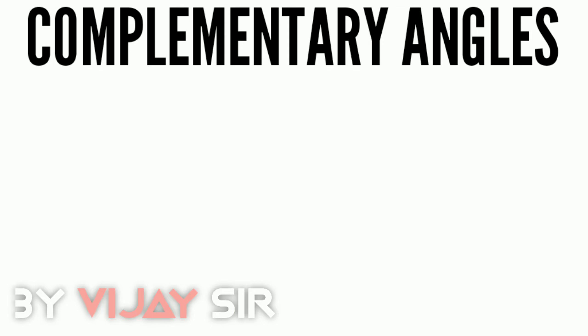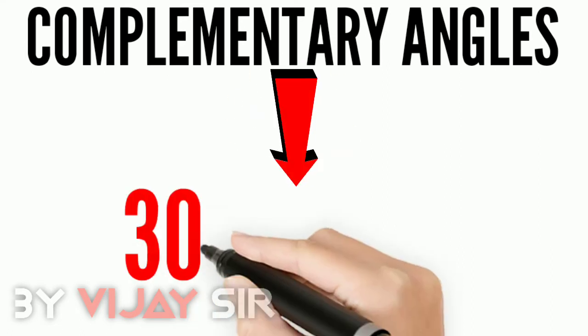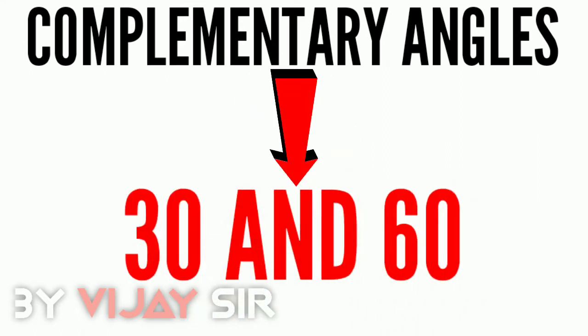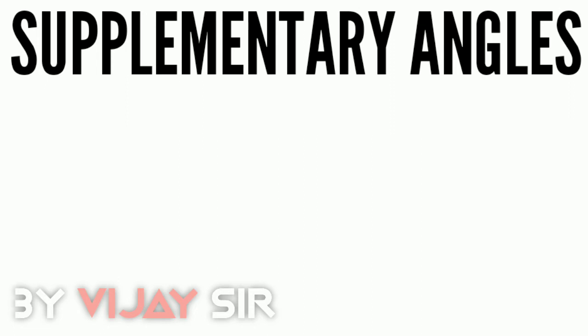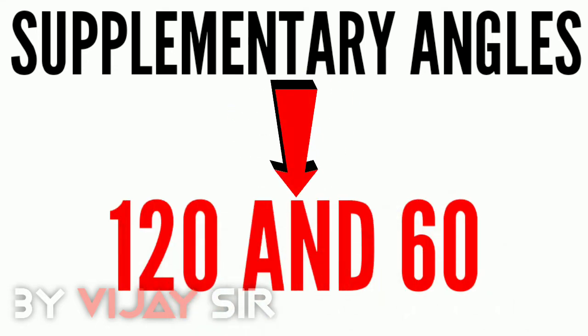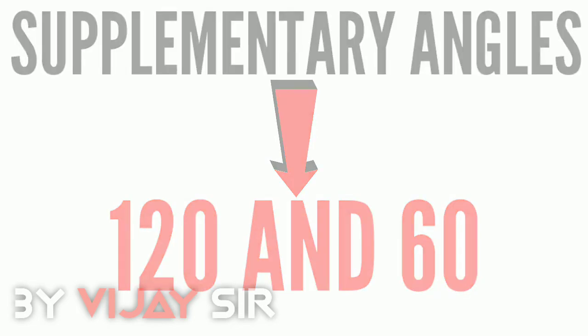Number 5th, reflex angle. An angle whose measure is between 180 degrees and 360 degrees is called a reflex angle, as shown like this. Number 6, complementary angles. Two angles whose sum is 90 degrees are called complementary angles, such as 30 degrees and 60 degrees. Number 7, supplementary angles. Two angles whose sum is 180 degrees are called supplementary angles, such as 120 degrees and 60 degrees.